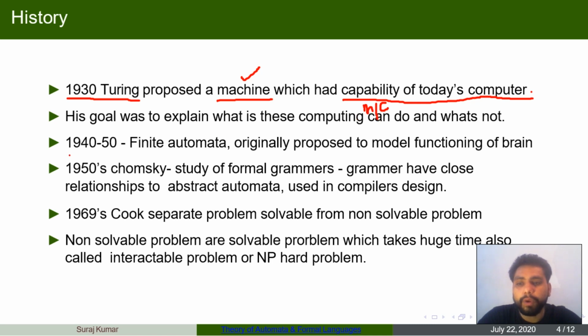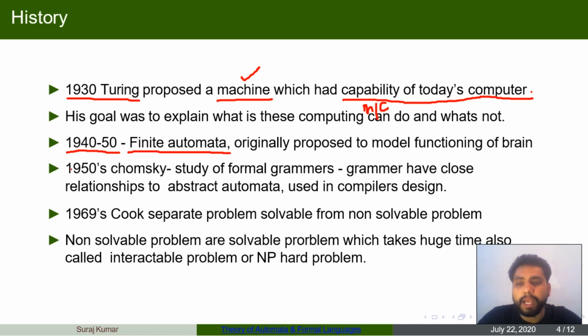In 1940 to 50, the study of finite automata came into existence, and initially finite automata was proposed to model the functioning of the brain. Let's say the brain takes some input and gives some output in the form of a response.